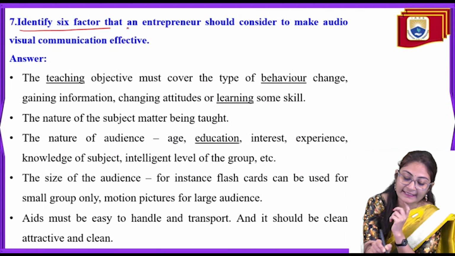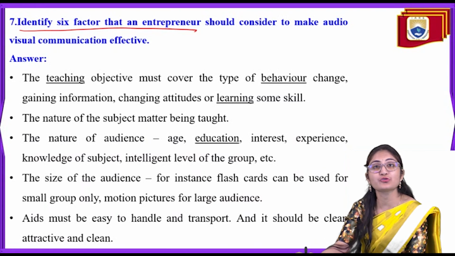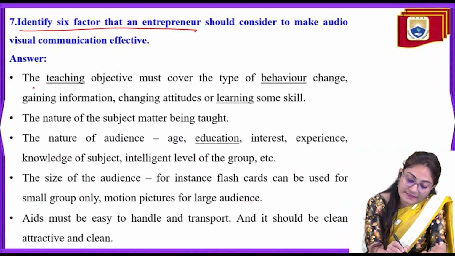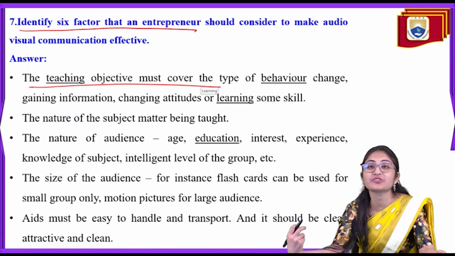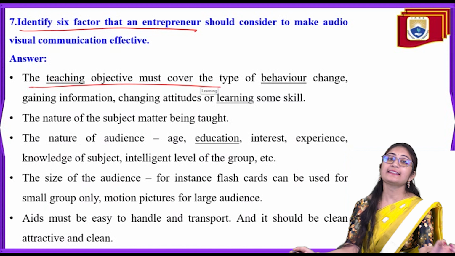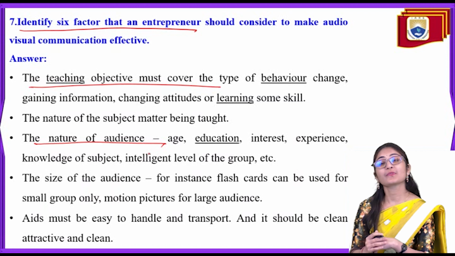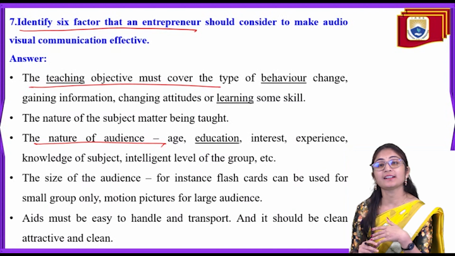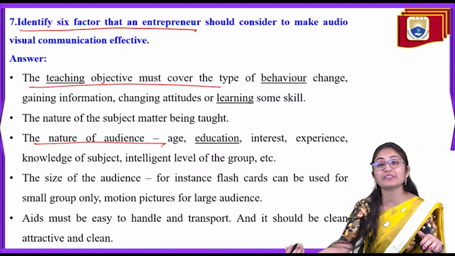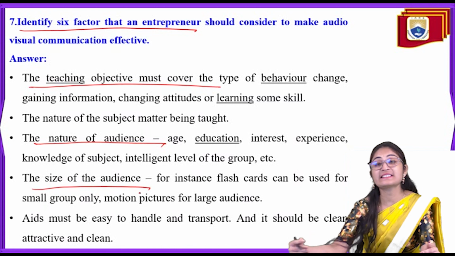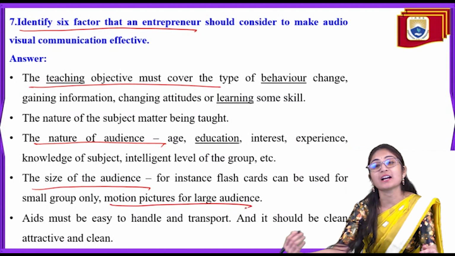So next one is identify 6 factors that our entrepreneurs should consider to make audio visual communication effective. So first, teaching objective must cover the type of behavior change, gaining information, changing your attitude and learning some skill. Then next, the nature of the subject matter being taught, like the nature of the audience, it contains the age, education, interest, experience, knowledge of the subject, intelligence level of the group and the size of the audience. For instance, flashcards can be used for the small group only and motion pictures for large audience.